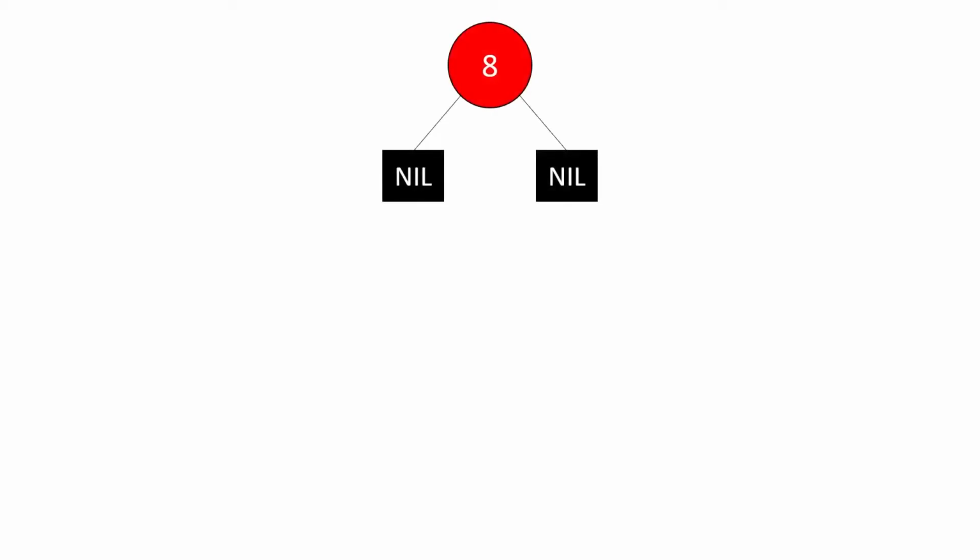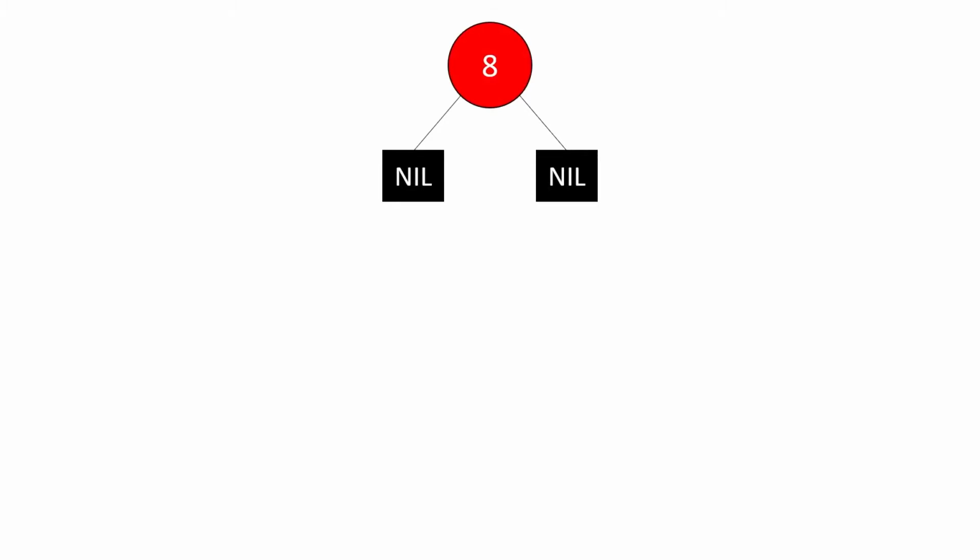Okay, let's go through an example now. Let's do some insertion, and then we'll do some deletion. We're going to start with a blank slate, a brand new red-black tree. So let's insert a node, and we're going to make it 8. When you insert a node, it always starts out as red.